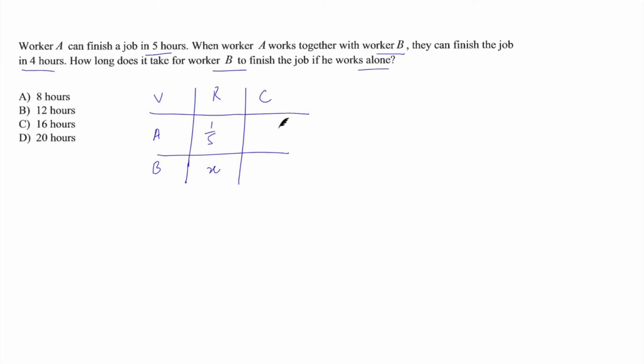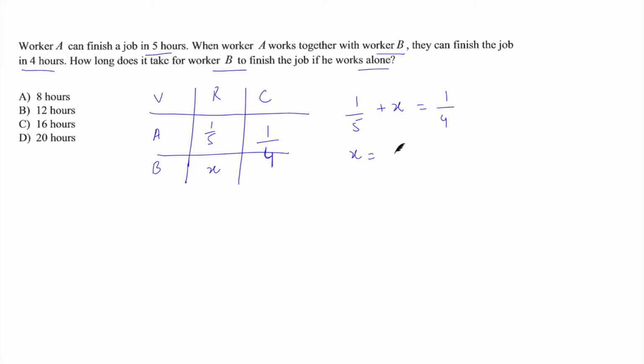You already know that. You simply add them up and we know that they both can finish the job in 4 hours. So their combined rate is they can complete one job in 4 hours. This is the combined rate. The equation becomes 1 over 5 plus X equals 1 over 4. This is what you need to solve and you will get your answer.